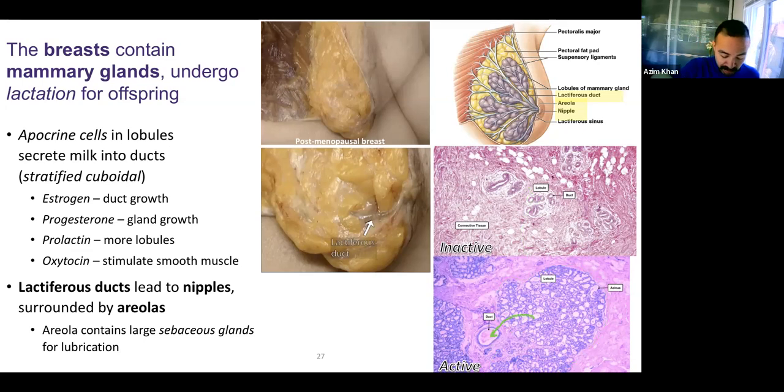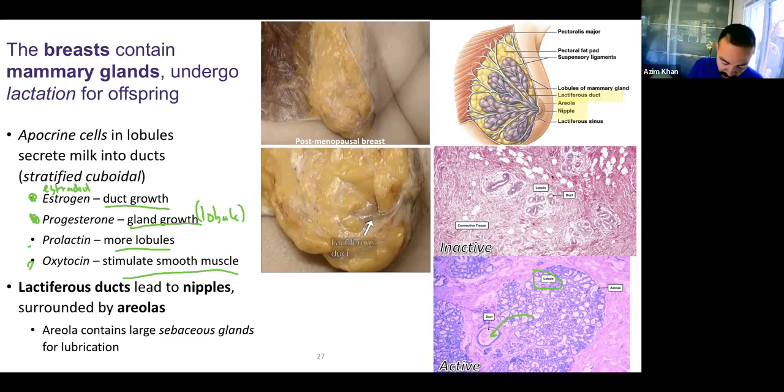I've been mentioning hormones this whole time. What are the hormones and what do they do? Estrogen, so estradiol, stimulates the growth of ducts. Progesterone stimulates the growth of the mammary gland itself, so all those lobules. Prolactin also stimulates more lobules, and oxytocin stimulates smooth muscle contraction. So if you recall, prolactin promotes milk production, while oxytocin promotes the movement of milk out of the nipple, promotes the physical release of milk.